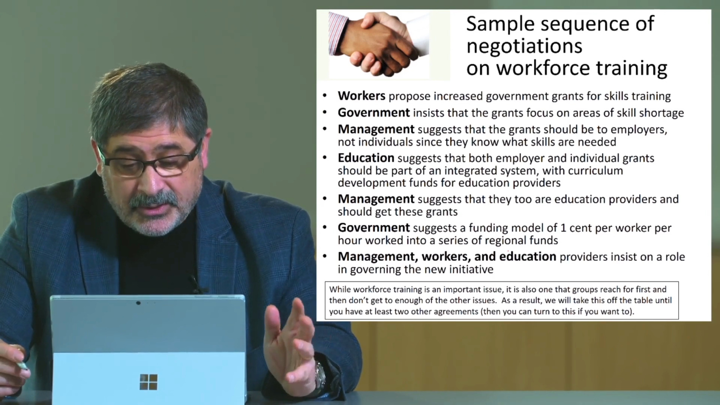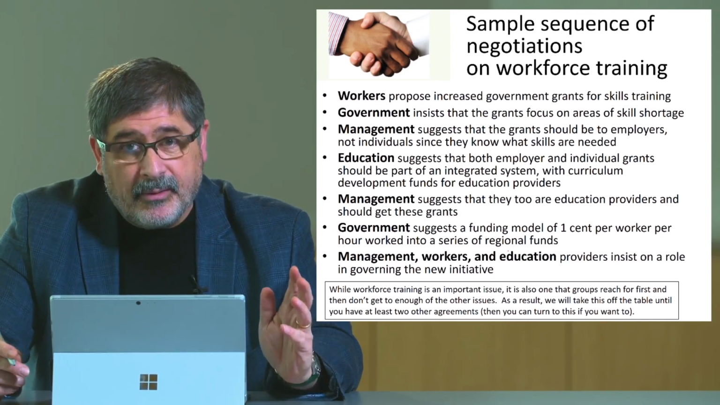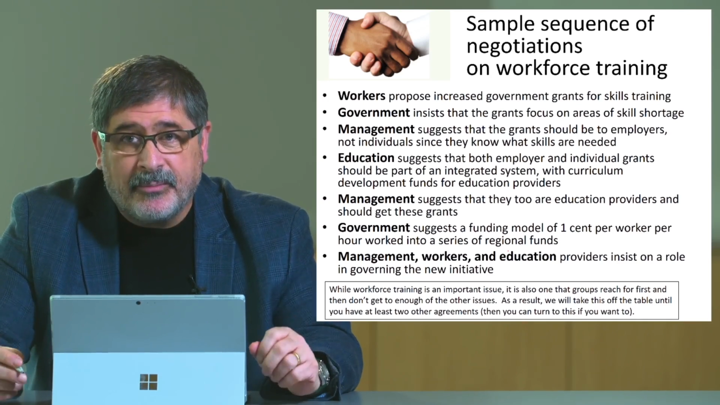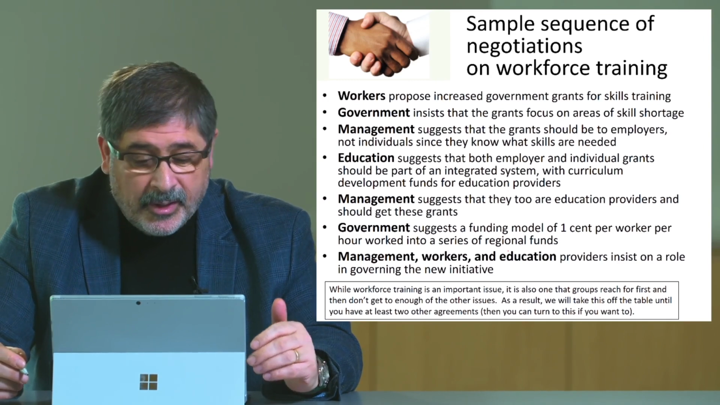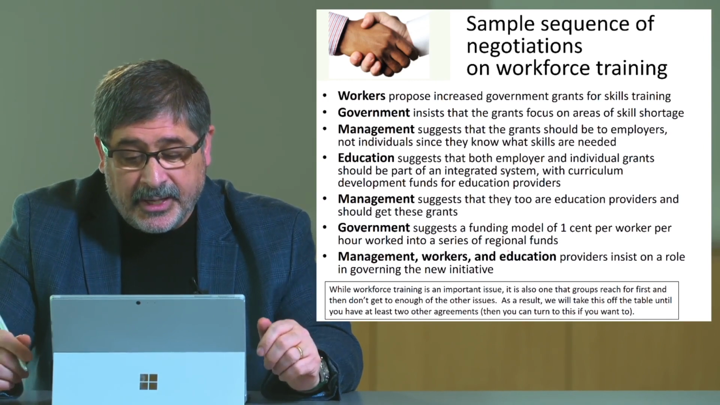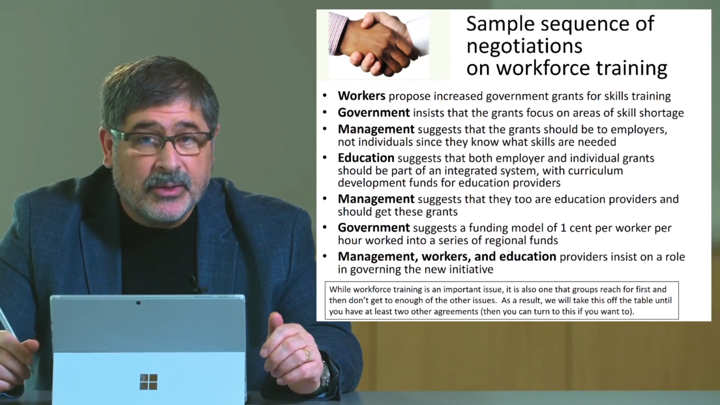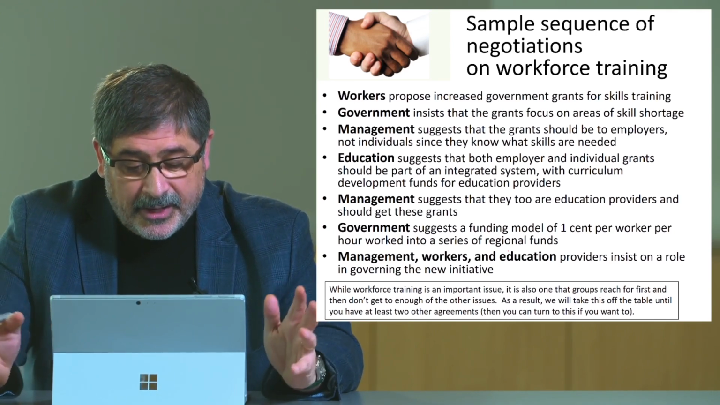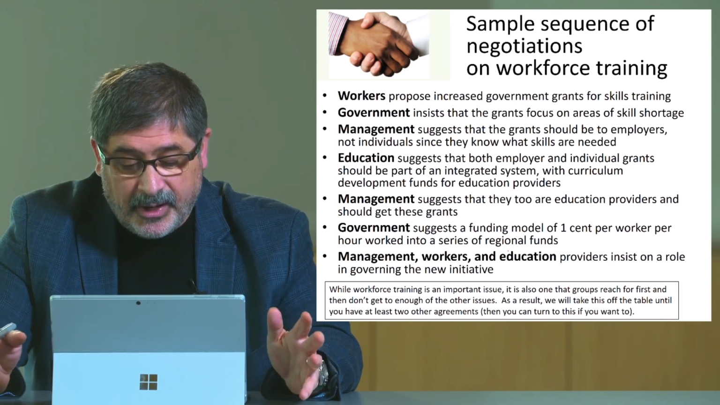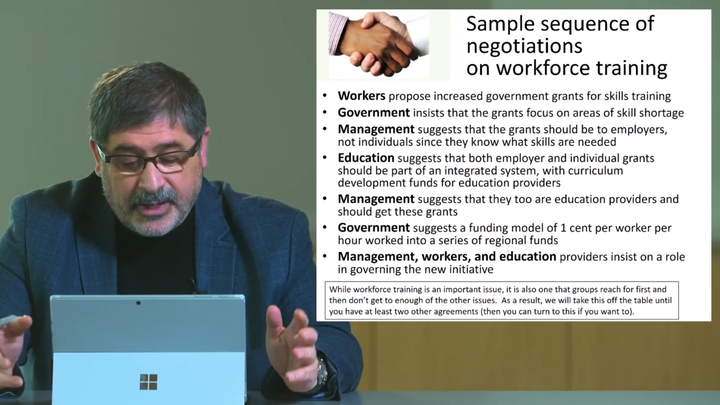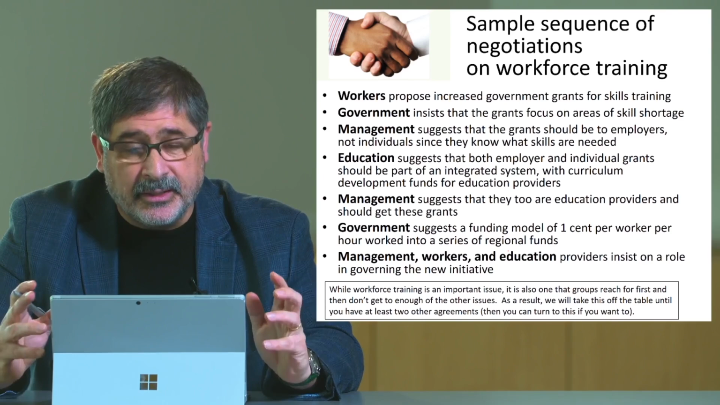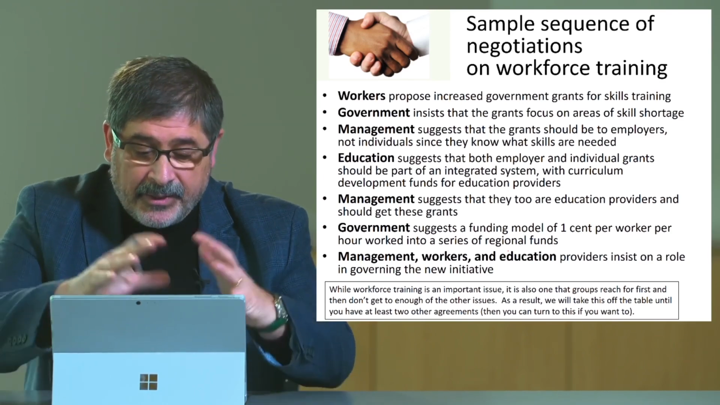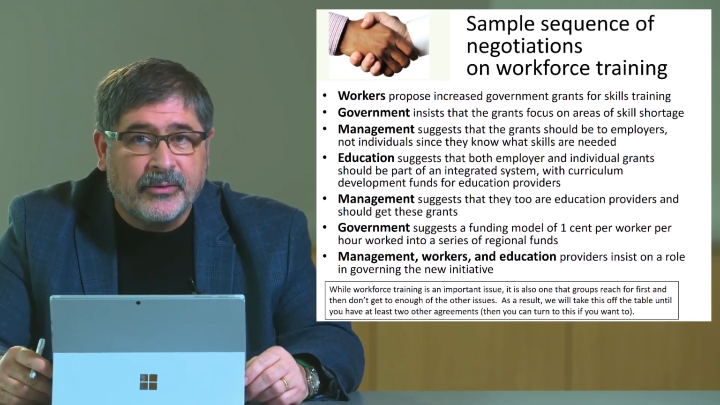Government may say that's all great, but we need to have a funding mechanism, let's say 1 cent per hour for the people that work. Management, as you see here, might say, well, we're education providers, so we should be able to get development funds too. Ultimately, the management, the workers, and the education providers might come together and say we need to provide governance and insight and input into this government initiative, and together they might then outline what an agreement is.